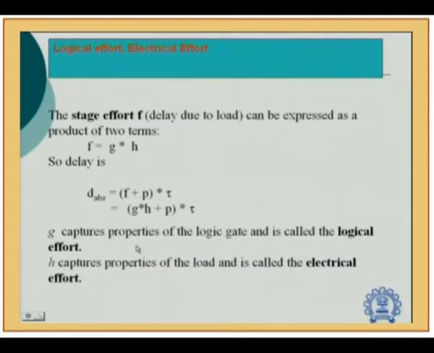So what are this G and H? What Sproull and others have defined is that G captures properties of the gate and H captures properties of the load. So we now actually broke this part into two. One, what kind of gate you are using will give me G, and how much load I am going to drive with reference to the input load is what I'll call my electrical effort, and that I'll define as H. Give an example so you'll see soon.